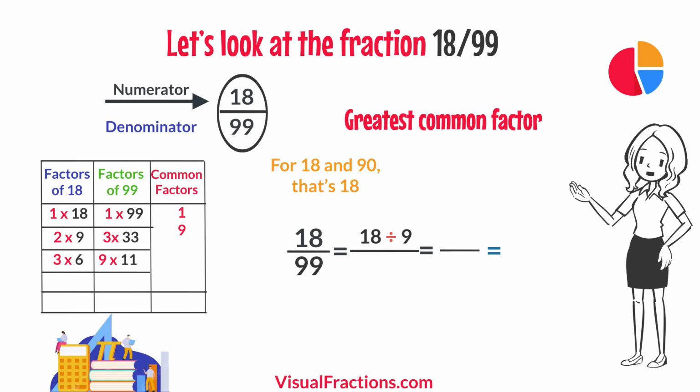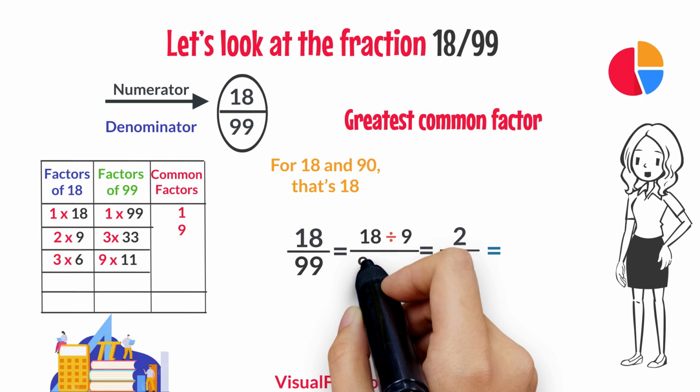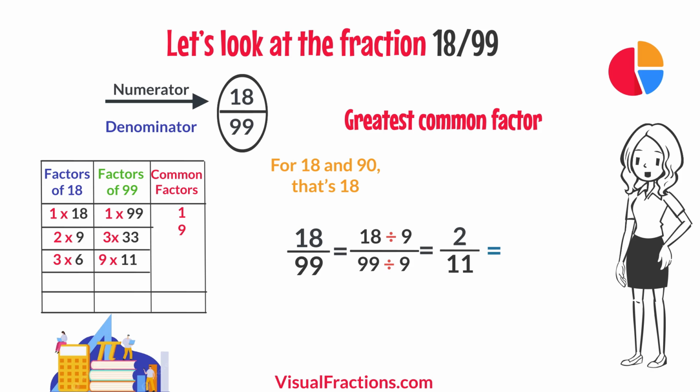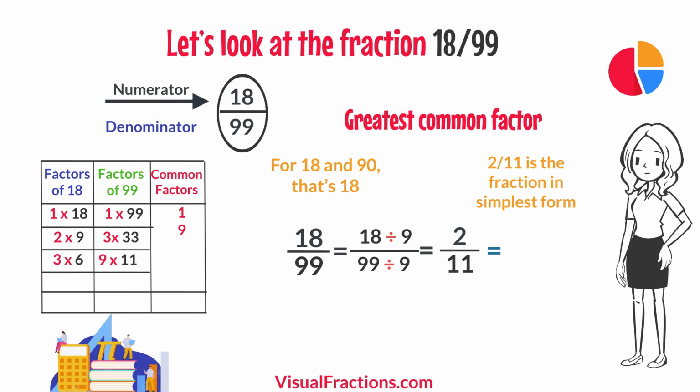We start by dividing 18 by 9, which gives us 2. Then we divide 99 by 9, which results in 11. So, simplifying 18/99, we end up with 2/11, which is the fraction in its simplest form and cannot be reduced any further.